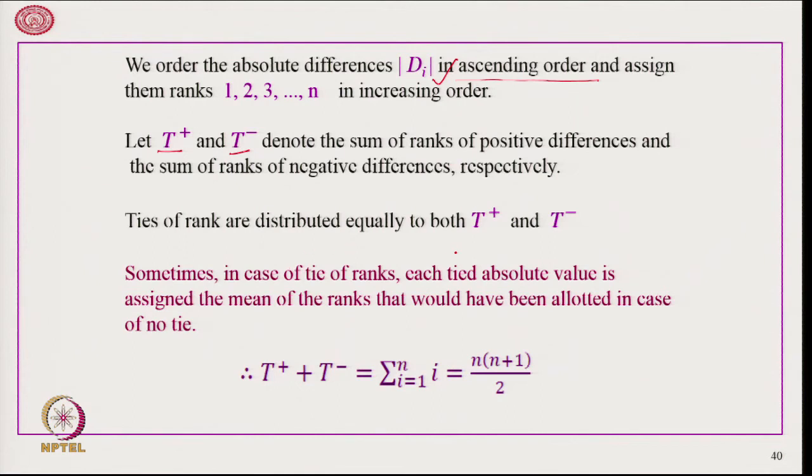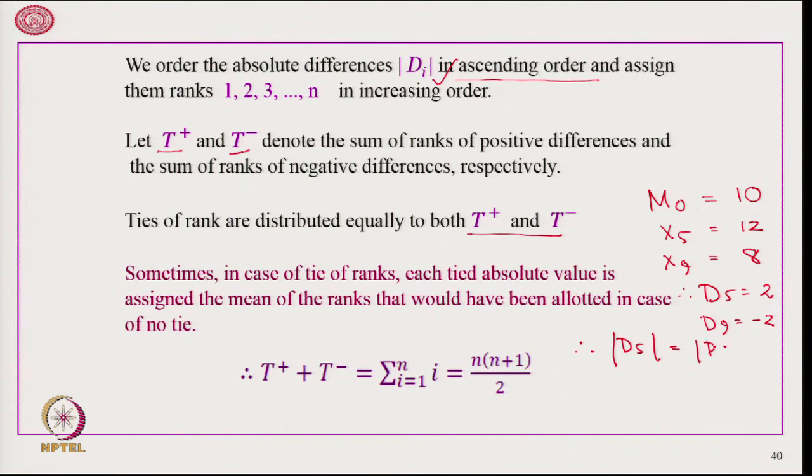What will happen if ties are there, in T plus and T minus? Say for example, my m naught is equal to 10 and suppose x 5 is equal to 12 and suppose x 9 is equal to 8. Therefore, d 5 is equal to 2 and d 9 is equal to minus 2. Therefore, modulus of d 5 is equal to modulus of d 9 is equal to 2. Therefore, in the ascending order of the d i's, these two will be tied. What to do? What we typically do is, we assign the average values there, as I will explain later.